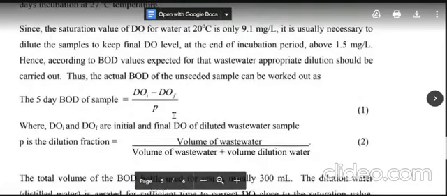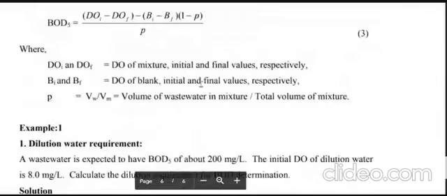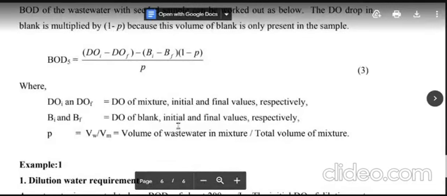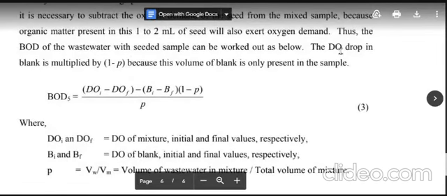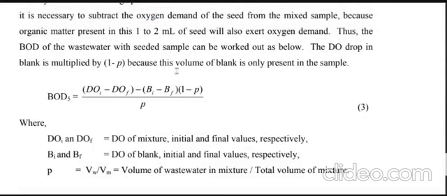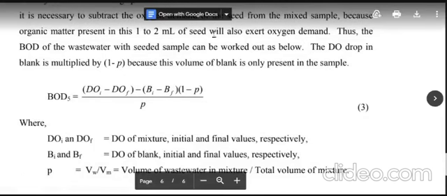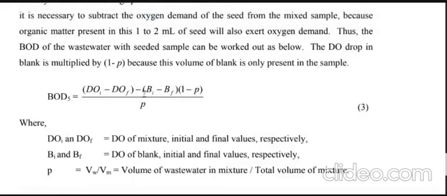It's the easy one. For accuracy, we have to put this in to get the exact value. So this is the DO drop in blank multiplied by 1 minus P, because this volume of blank is only present in a sample. Because we are putting this seeded sample into it, that's why we are subtracting that part.